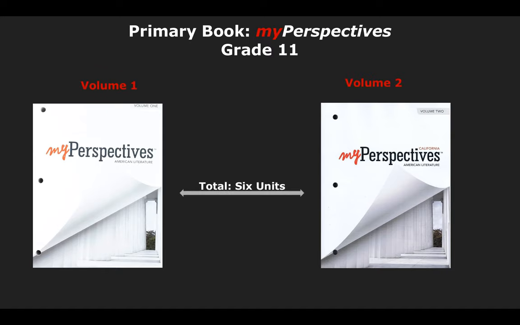Before exploring the themes in the unit, we have to see the primary books that are to be taken this year. The book is My Perspectives. It is actually divided into volume 1, which is going to be taken in semester 1, and volume 2, which is going to be taken in semester 2. Total of 6 units, 3 for each.